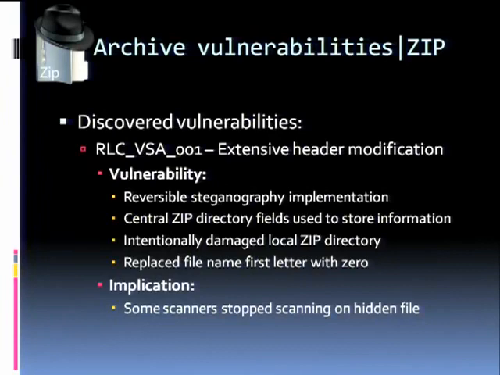We used central directory fields to store some information which broke the file format intentionally, and replaced the first name of the file with 0 and erased the local header content. So that's why archive processors in antivirus software didn't really work right.